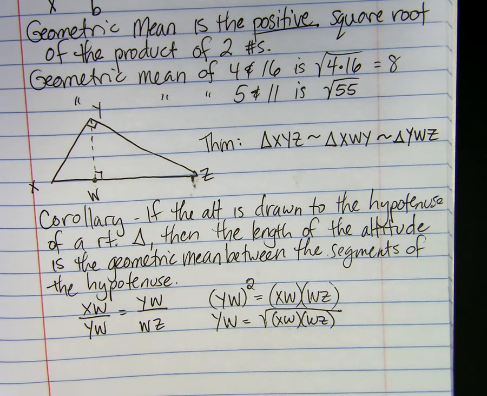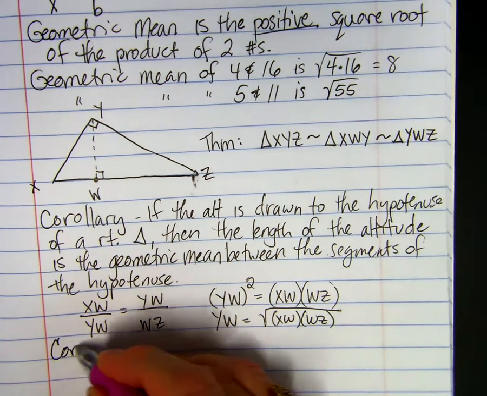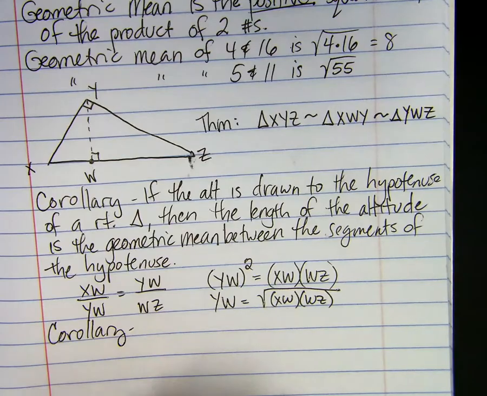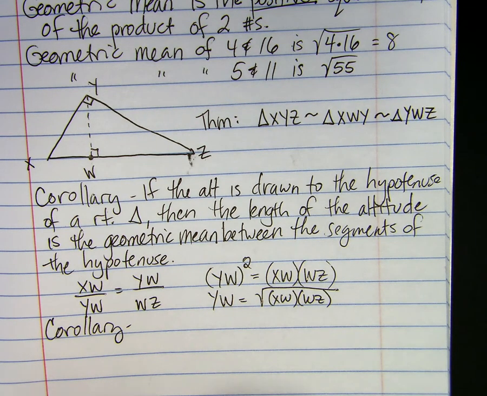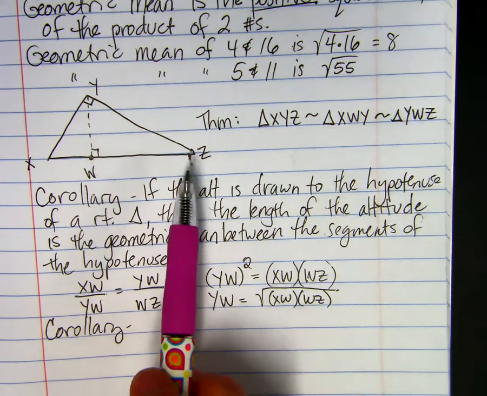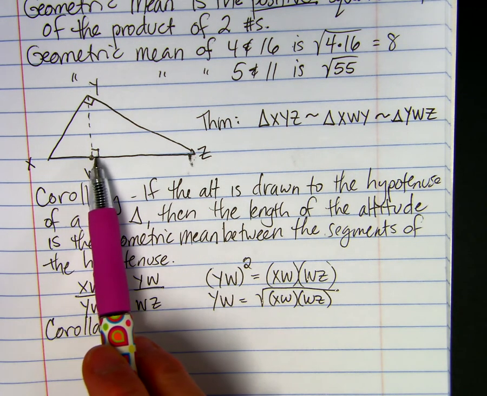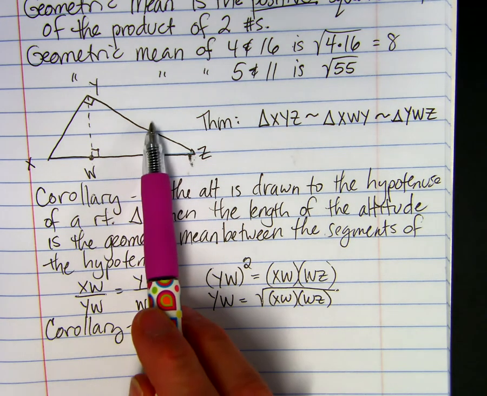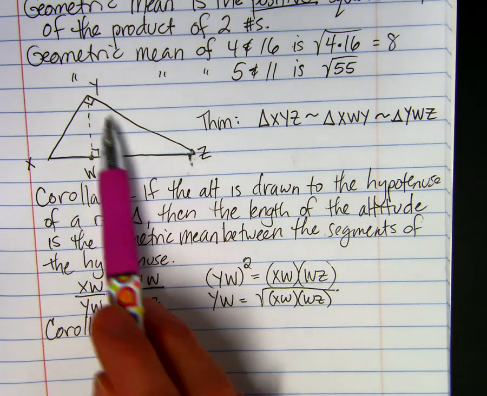Then there's another corollary that says if the altitude is drawn to the hypotenuse of a right triangle, then the length of a leg is equal to the geometric mean of the hypotenuse and the segment of the hypotenuse closest to that leg. So the length of YZ will be the geometric mean of the entire hypotenuse and the part of the hypotenuse that's closest to that leg. So you take the length of this hypotenuse times the length of this, take the square root, and that's going to give you the length of this leg.